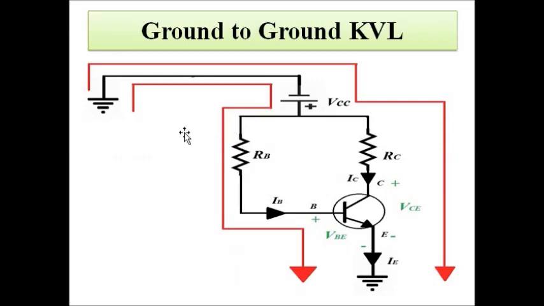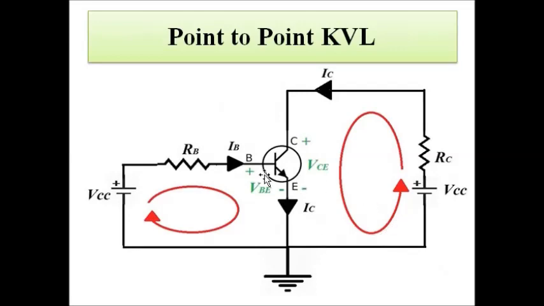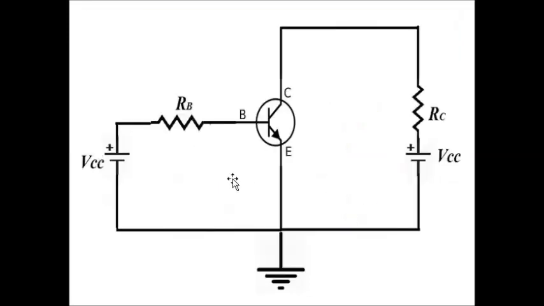Next is the point to point KVL. In the ground to ground KVL, it is always applied from one ground connection to the other ground connection, traveled in one direction continuously. Now the point to point KVL is for this second representation. When a circuit is represented in this way, you can apply the point to point KVL. It is best suited for this type of circuit.